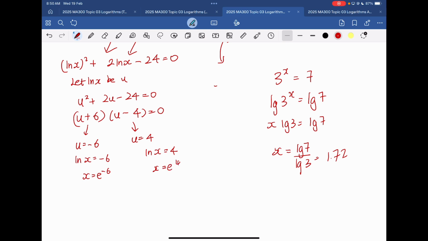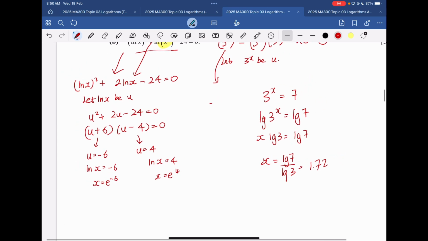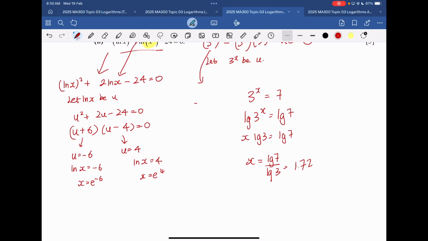Nice and easy. Very comfortable. Very easy to do. Topic 3 AFL 2 is pretty straightforward and comfortable.